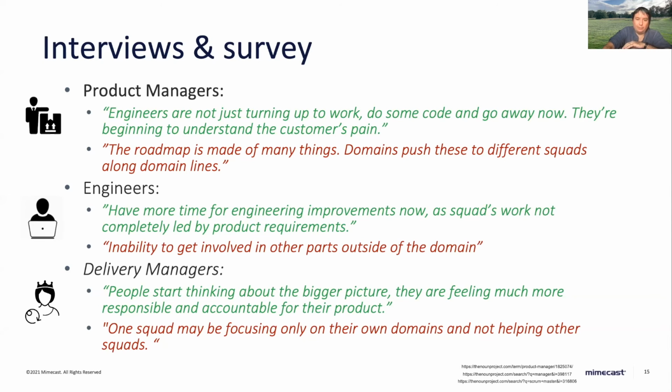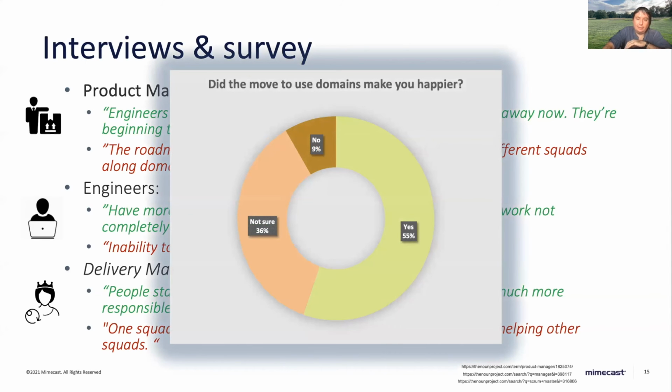One common theme of complaint was around relative loss of flexibility. This is both in terms of planning of future work and the variety of work on offer for the engineers. We also conducted a survey in the engineering group to see if the move to using domains made them happier. A majority of them told us that their lives were made easier and they were happier with the domain model.